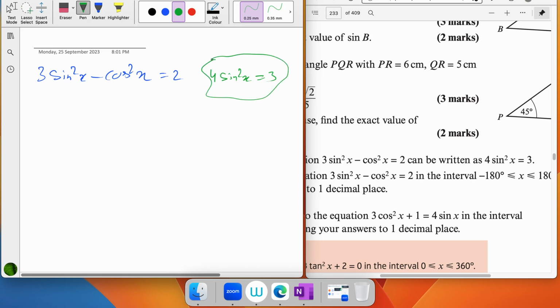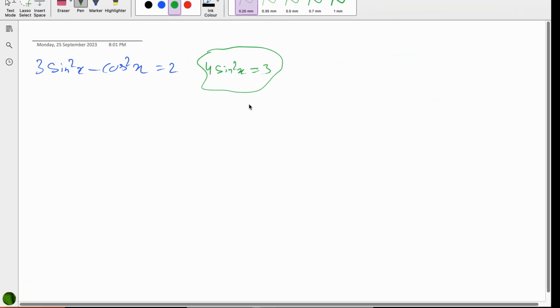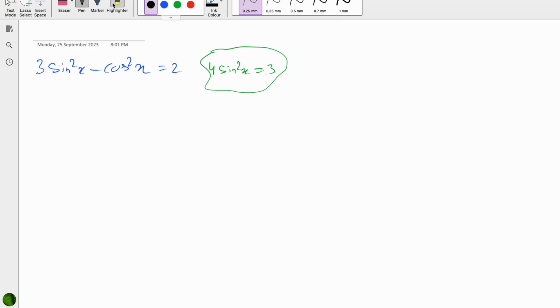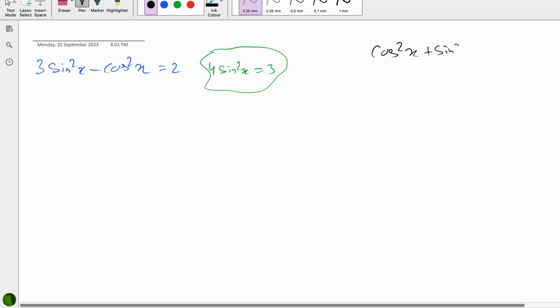So what do we have to do? We have to get rid of cos and turn it into sine. We know the identity is cos square x plus sine square x is equal to 1. Yes, Mohammed? We'll come to that. I might need this in part B. I'll quickly just simplify this.